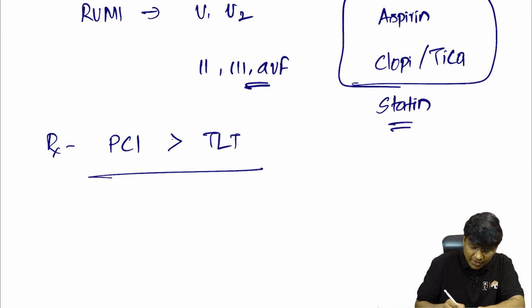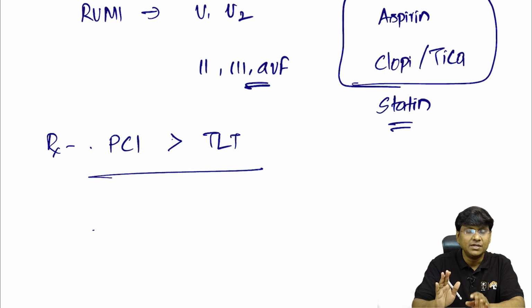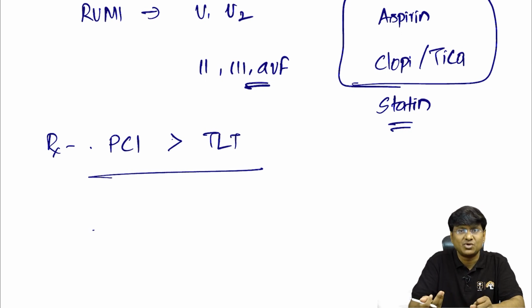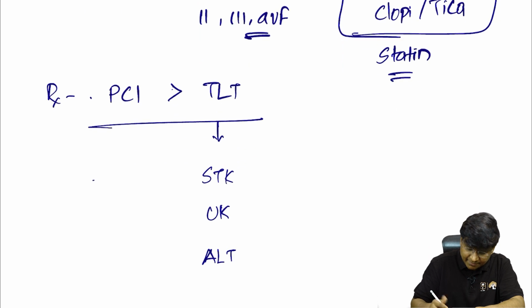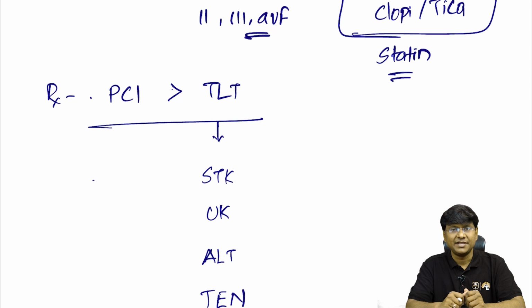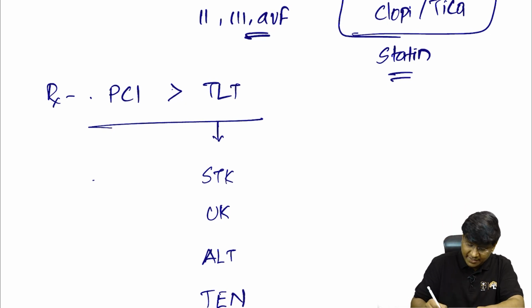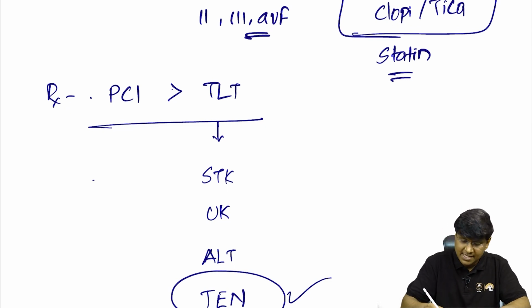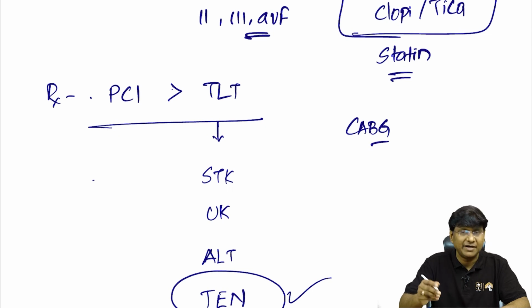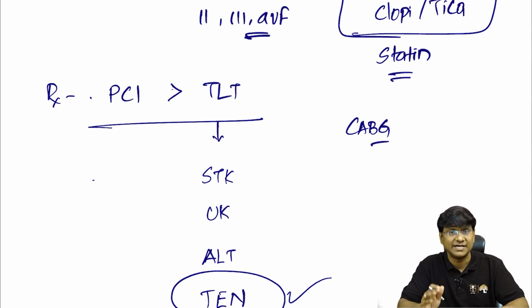Now the next important part of the treatment is, when you are doing thrombolysis, what are the various thrombolytic agents that you are aware of? That includes streptokinase, urokinase, alteplase, and tenecteplase, right? So these are the various thrombolytic agents, and the most important thrombolytic agent is tenecteplase. It has the higher chance of revascularization compared to the other forms of thrombolytic therapy.